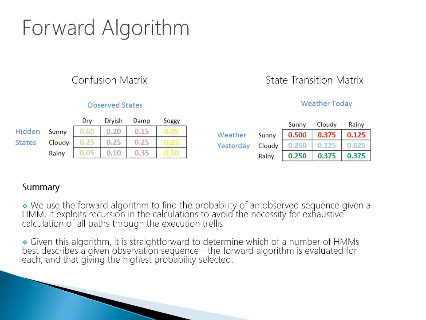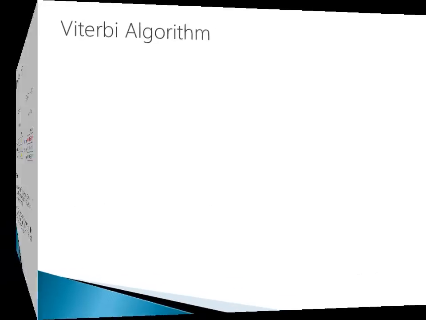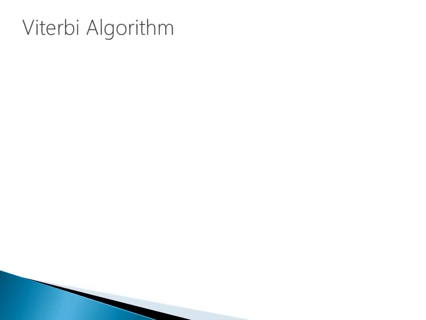Given this algorithm, it is straightforward to determine which of a number of hidden Markov models best describes a given observation sequence. The forward algorithm is evaluated for each, and the one giving the highest probability is selected. Well, that concludes our section on the forward algorithm. Now we're going to dive into the Viterbi algorithm.